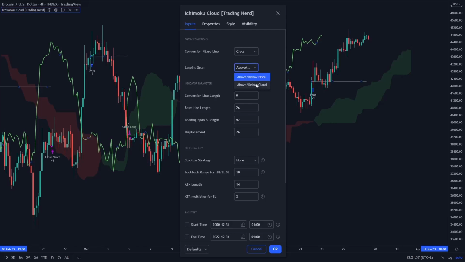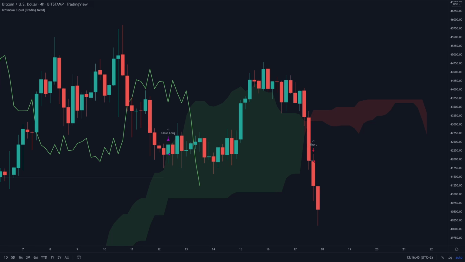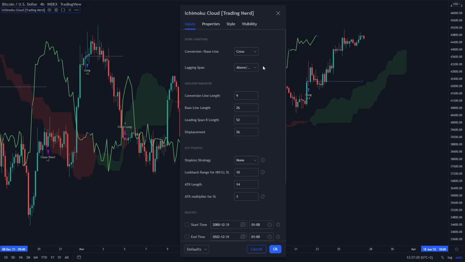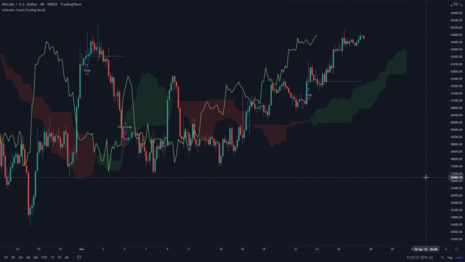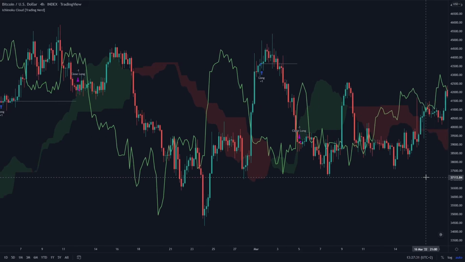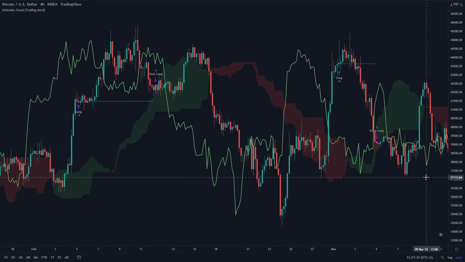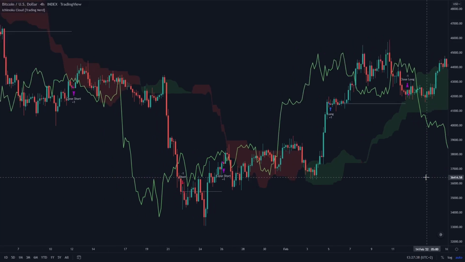For the lagging span we have also two options. For the first one, the lagging span has to be above the close price for a long entry and below the close price for a short entry. This type is later called the price option. And the second option is that the lagging span has to be above the whole cloud for a long entry and below the whole cloud for a short entry. And this option is later called the cloud option. As you can see, all these variations can be set in a script under the entry conditions section.